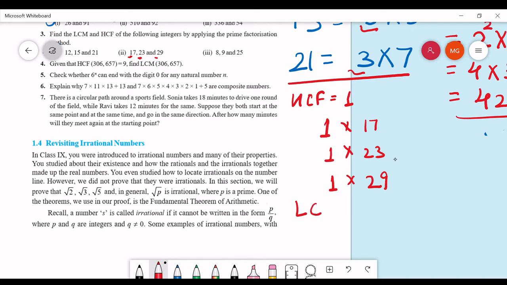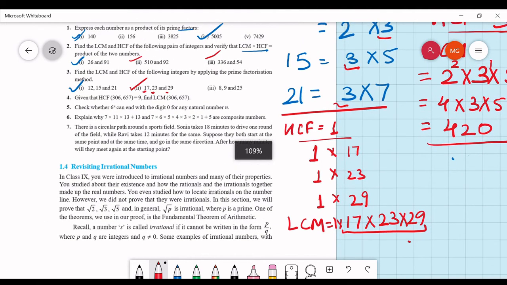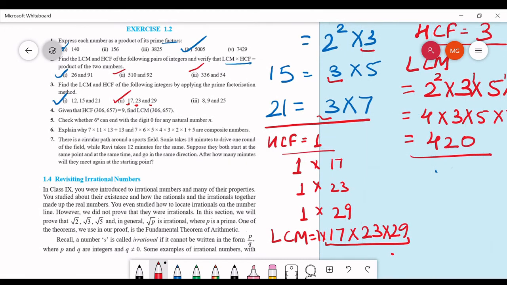And for LCM again you will be doing this multiplication for three numbers. So 17 multiplied by 23 multiplied by 29, and it is understood that if you multiply by 1 you will be getting the same that you get by multiplying these three, right? So this will give you your LCM and your HCF will be 1 for question number 3 part 2, right? Okay, so this was for question number 3 part 2, and you will be doing part number 3 on your own. Okay, so this was for question number 3.